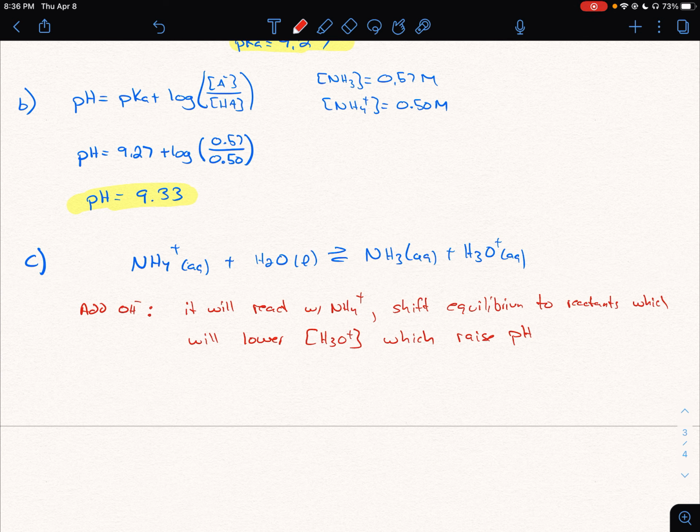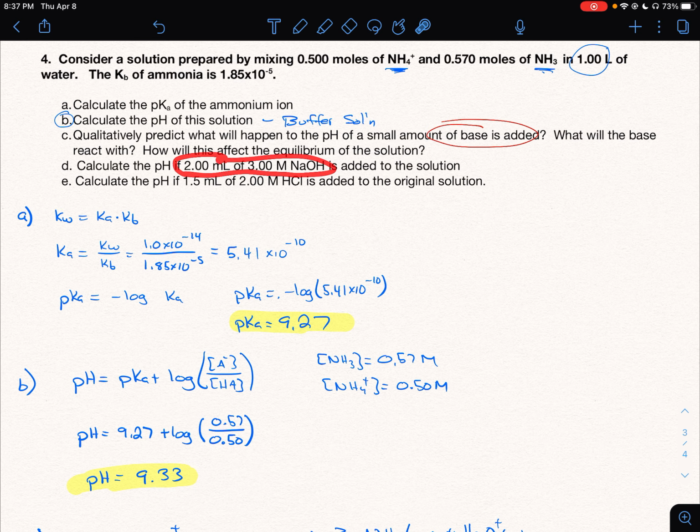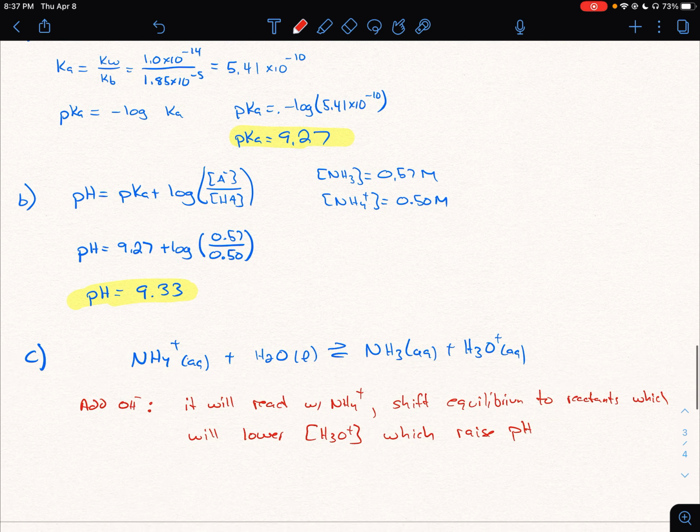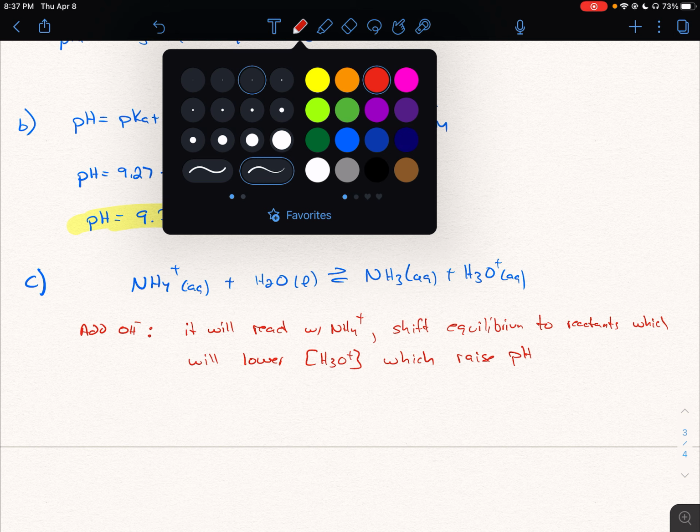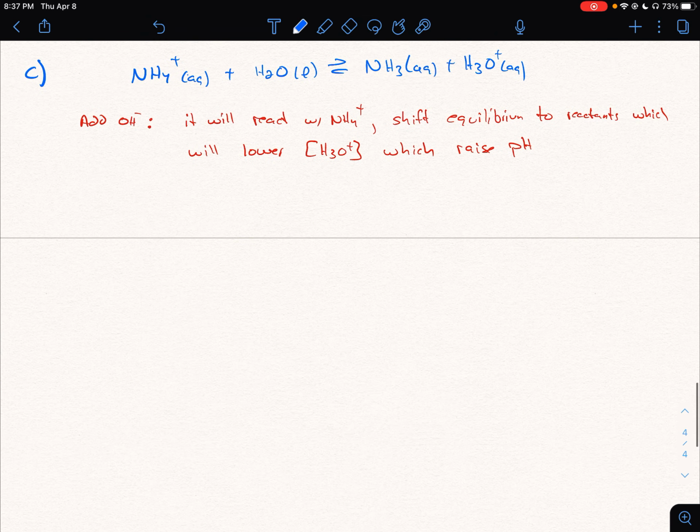So in part D, now that we've predicted, we're actually going to go through and do this calculation. And so we have the same buffer system. We're going to add 2 milliliters of 3 molar sodium hydroxide. So let's go ahead and see how that's going to look. I'm just going to copy that down for part D. We're adding 2.00 milliliters of 3.0 molar NaOH.